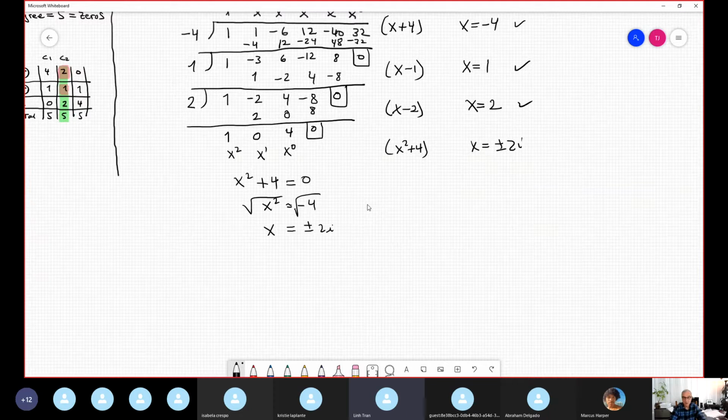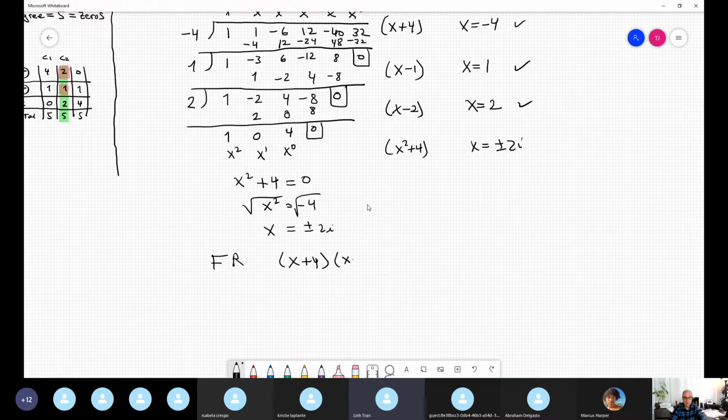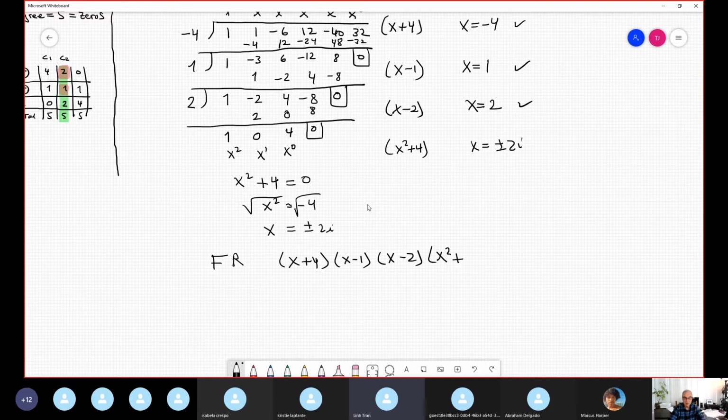Factorization in both fields and 0 in both fields. Factorization in the real field is x plus 4, x minus 1, x minus 2, and x squared plus 4. Factorization in the complex field is x plus 4, x minus 1, x minus 2, and you separate this into linear factors, x plus or minus 2i. Everyone understand this very well or no?